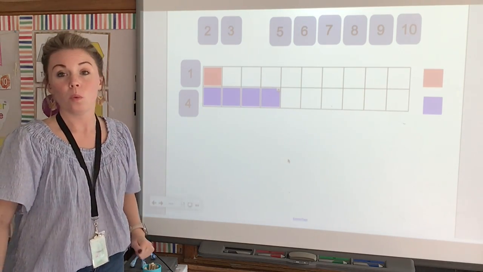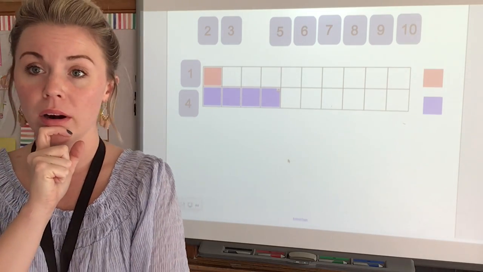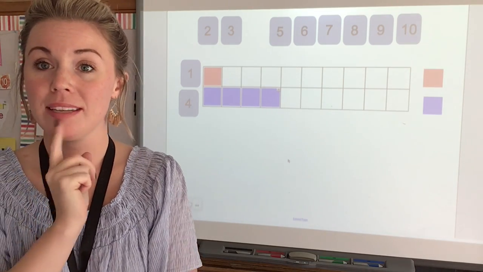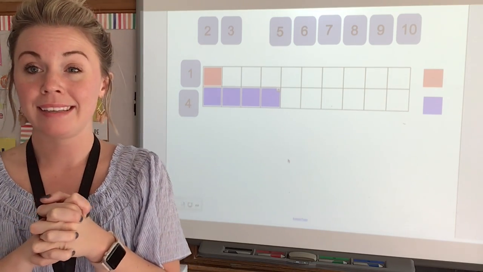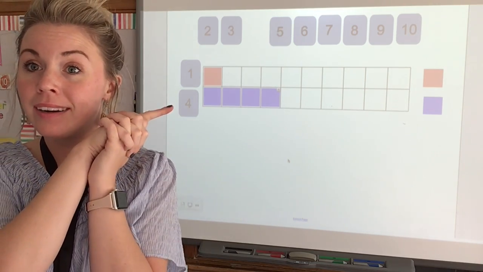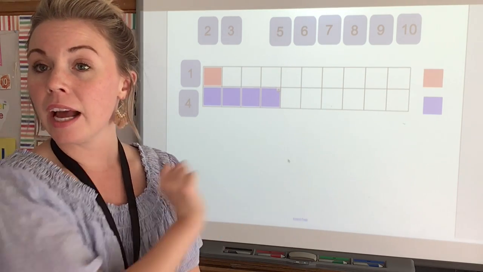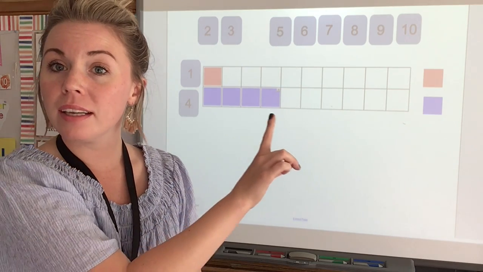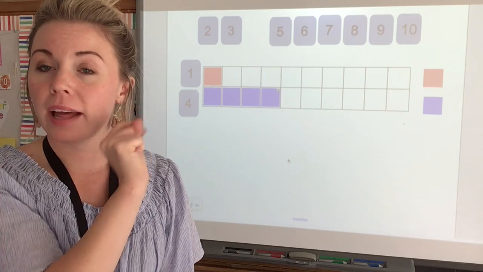Let's see if you remember this one. Which one is more or greater? Which one is longer, which means more or greater? Go ahead and point at it. Are you pointing at the number 4? Good, because this one is more. It's longer, and more of those boxes are filled in. So there's more on the 4 line.